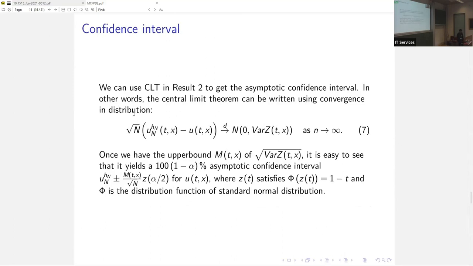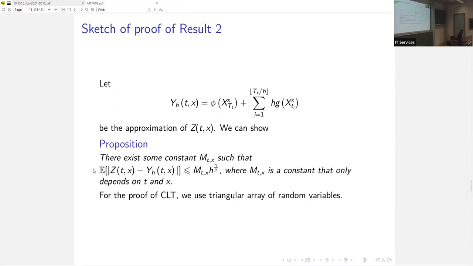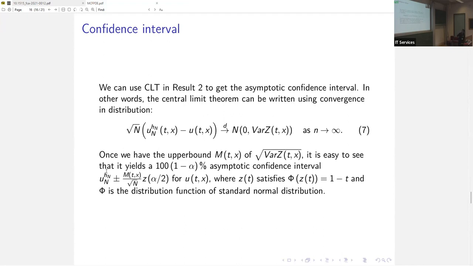Now let's see the confidence interval. We can use the central limit theorem in L2 to get an asymptotic confidence interval. The central limit theorem can be written using convergence in distribution. So once we have the upper bound of the variance of Z, we can get an asymptotic confidence interval using the upper bound of the variance of Z. It's similar to using this kind of proposition. Okay, that's the confidence interval.